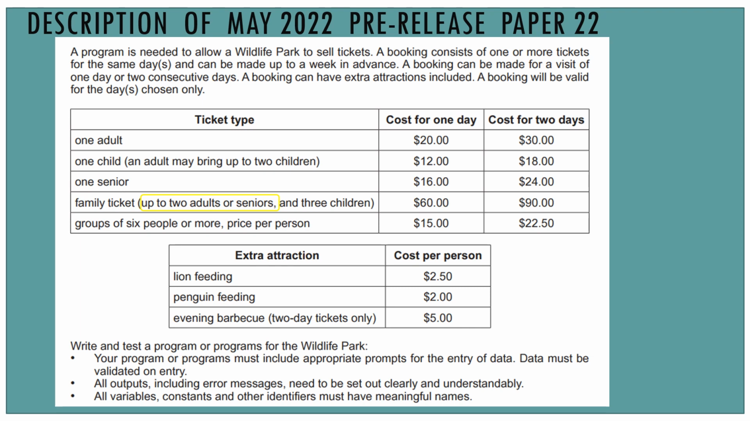We have 5 ticket types and costs for 1 day and costs for 2 days. Of course, we have to remember if a child comes, they have to come with an adult or a senior, and an adult or a senior may bring up to 2 children. And if you're purchasing a family ticket, we have up to 2 adults or seniors and up to 3 children in one family ticket.